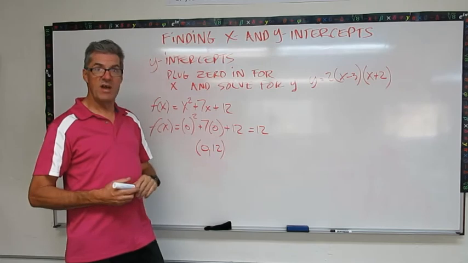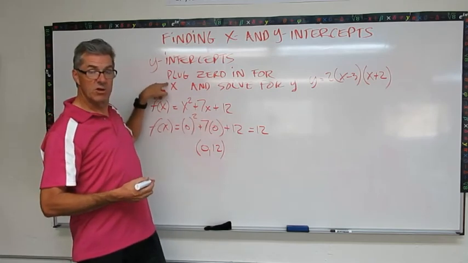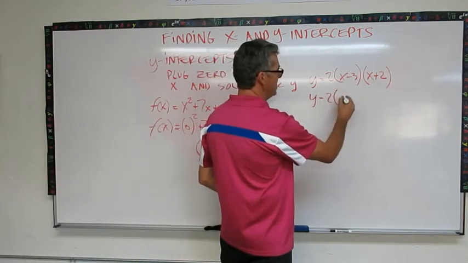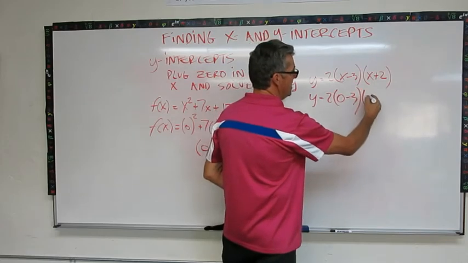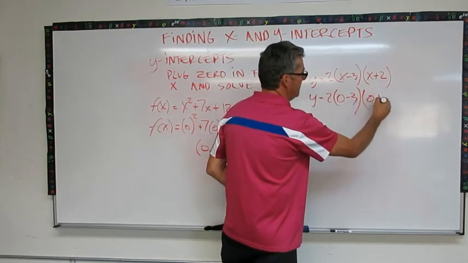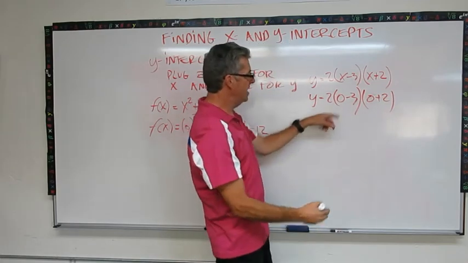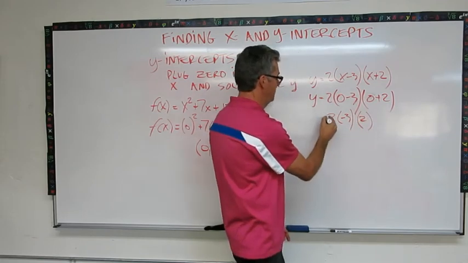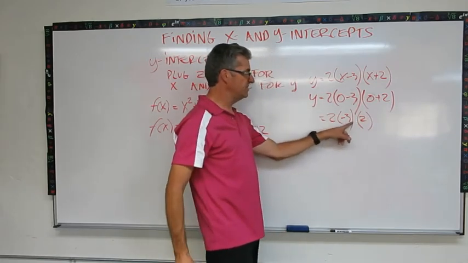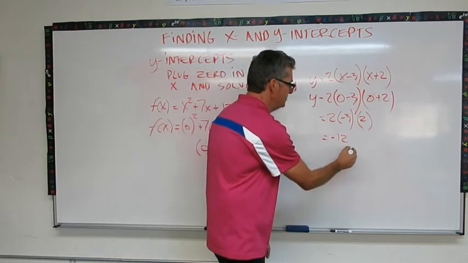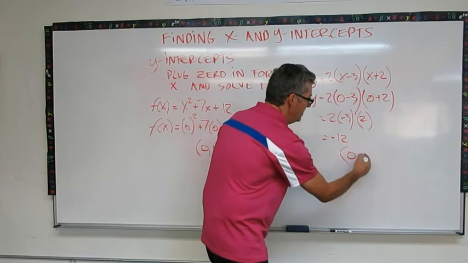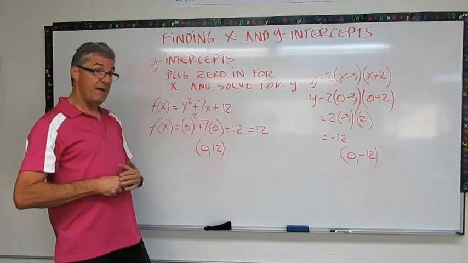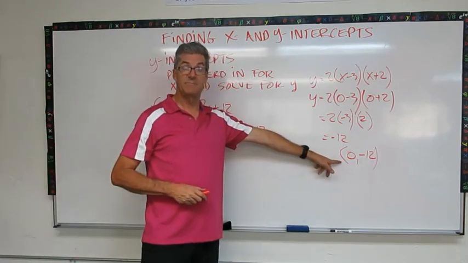Okay, I'm going to show you the way I think kind of illustrates this property quite well. I'm going to plug 0 in for x. y equals 2 times 0 minus 3 times 0 plus 2. So this becomes 2 times negative 3 times positive 2. And what is that going to be? That's negative 6 times 2, which is negative 12. So the y-intercept for this one is (0, negative 12). If you did this a different way, it doesn't matter. If you did your math right, you should wind up with that same intercept.